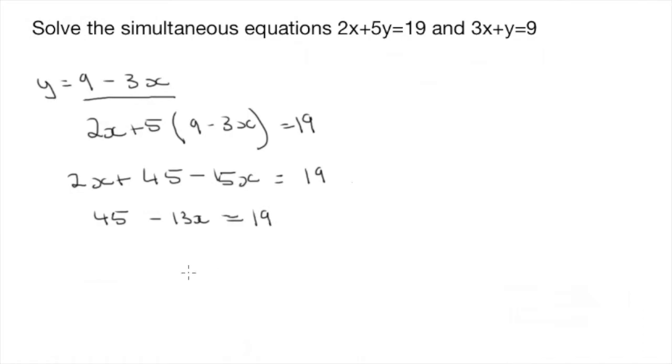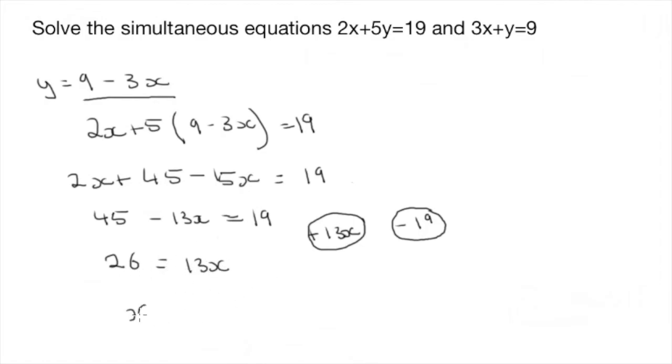And now what I'll do here is I'll add on the 13x to both sides, because I want the 13x to be positive. I don't like it negative. And I'll subtract the 19 from both sides also. And I'll do that all in one step. So I'm adding on the 13x to the other side, and I'm subtracting this 19 from both sides as well. So I'll get 45 minus 19, which is 26, I believe, equal to 13x. And then simply divide both sides by 13 to isolate the x, and you'll get x equal to 2.